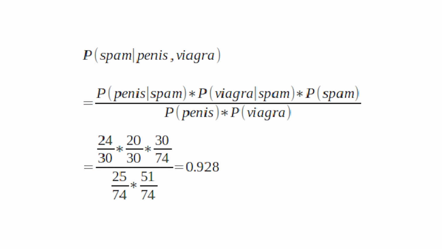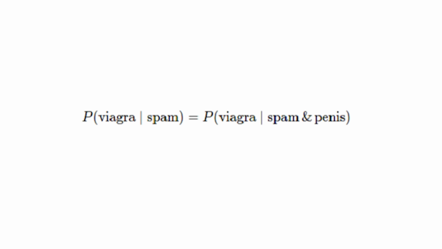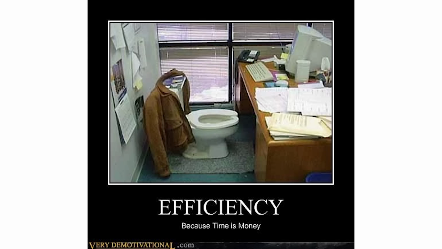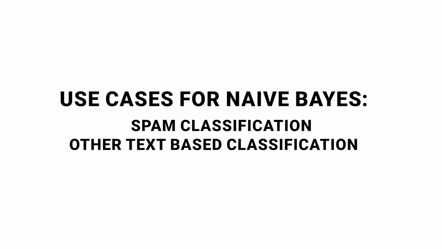We can then quickly classify a new email based on the words it contains by using Bayes' theorem. We simply multiply the different probabilities of all words in the email together. This algorithm makes the false assumption that the probabilities of the different words appearing are independent of each other, which is why we call this classifier naive. This makes it very computationally efficient while still being a good approximation for many use cases such as spam classification and other text-based classification tasks.